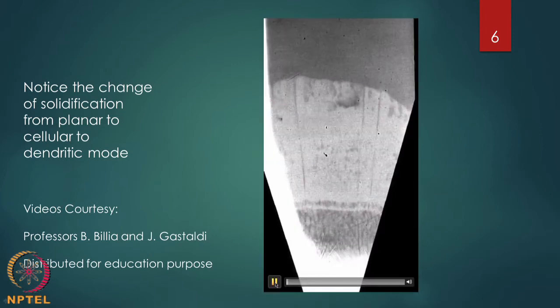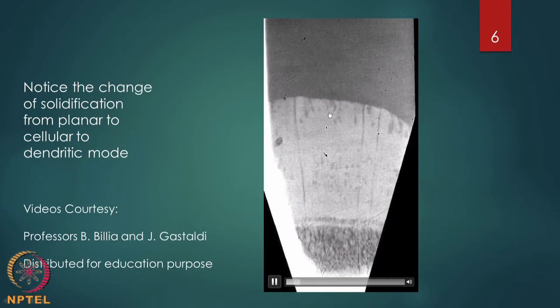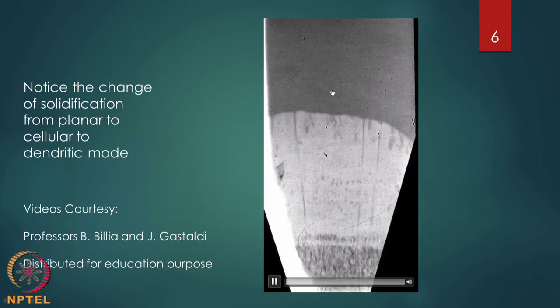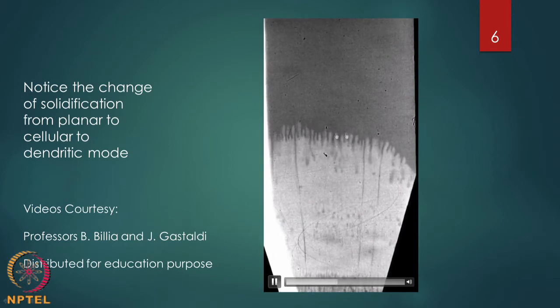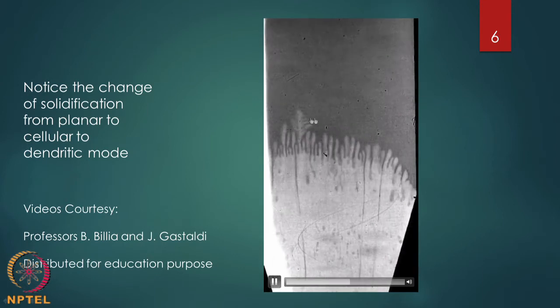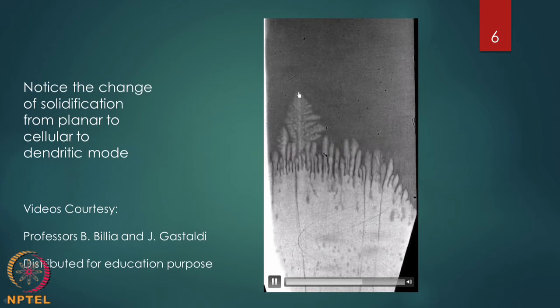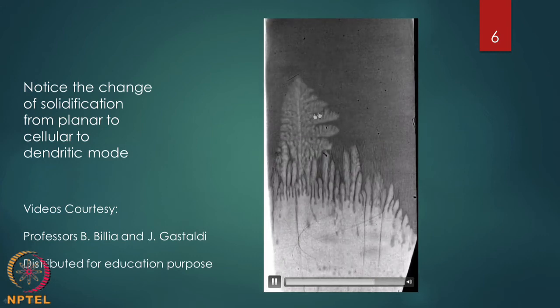You can look at the video once more to see these features more clearly. Follow the cursor to see that now the transition is happening from planar to cellular and then to dendritic, and the dendrite growth is happening in this direction. These are the side arms.